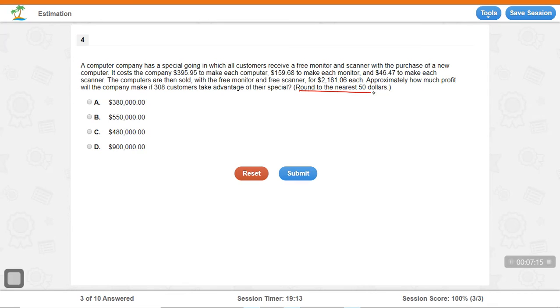Interesting, the instructions tell you to round to the nearest $50. And I want to show you this one. I'm going to do this one with rounding and not rounding. I'm going to start by not rounding because, again, that's my recommendation.